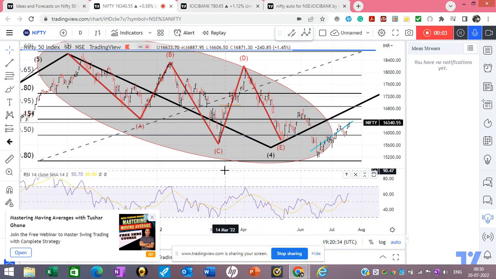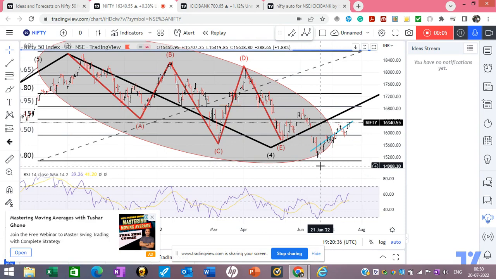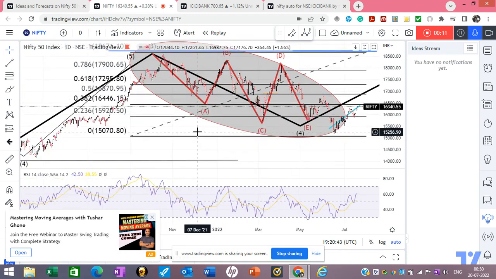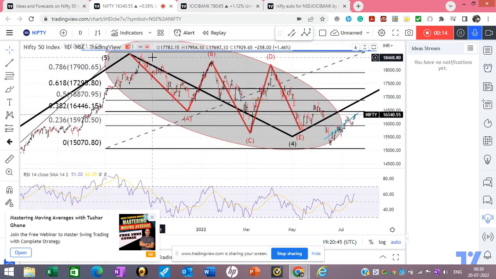Okay, this is Nifty 50 and the developments on this index are very interesting. This was 18618, the height. And from there the fall has taken place to 15, and then we are up to 16340. That is the last close.